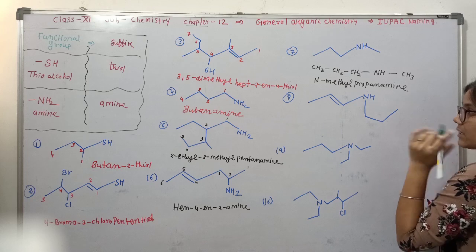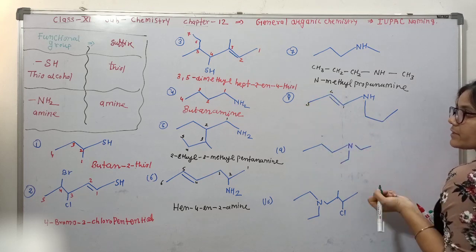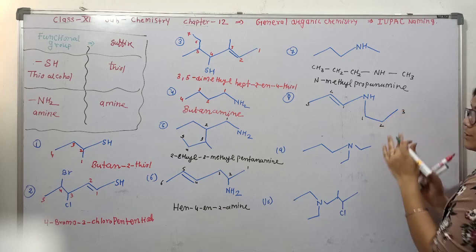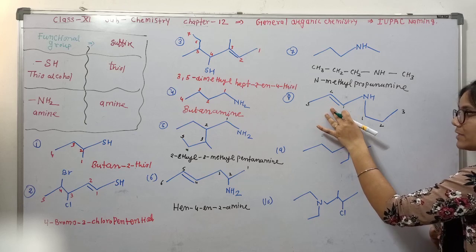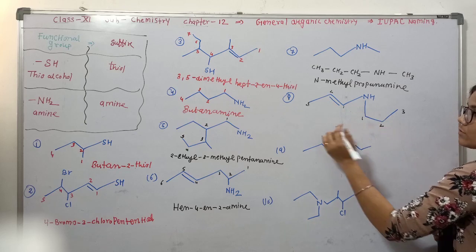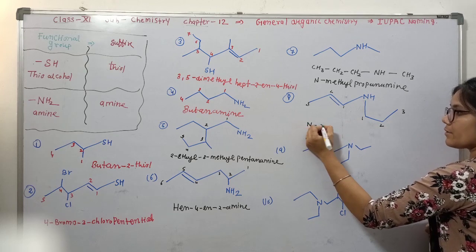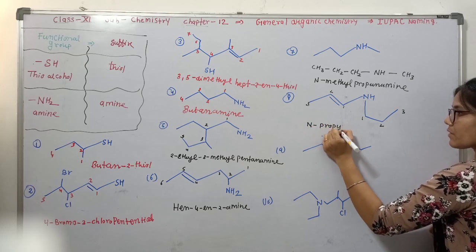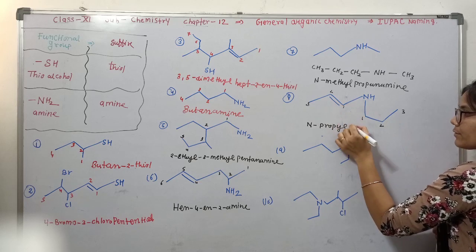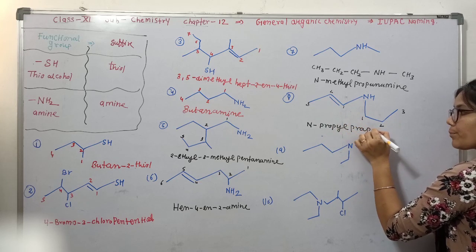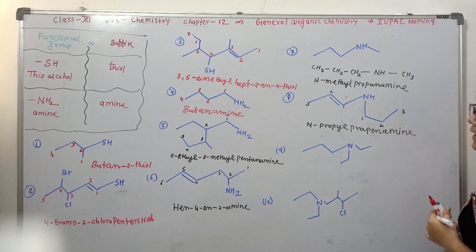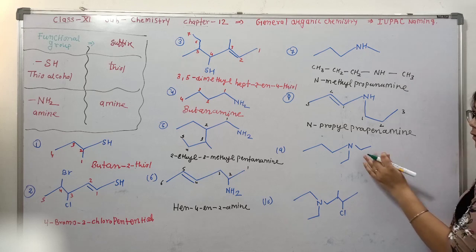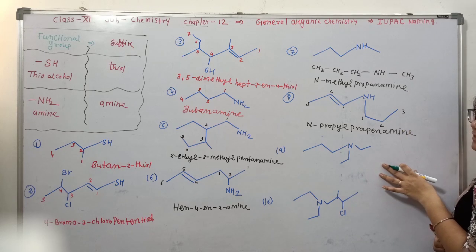Now see here. 1, 2, 3 with the functional group, 1, 2, 3. So a 3 carbon chain is on both sides. Here it's a double bond, so this one will be our parent chain and this one will be the substituent. So we'll write N-propyl propenamine. N-propyl propenamine.